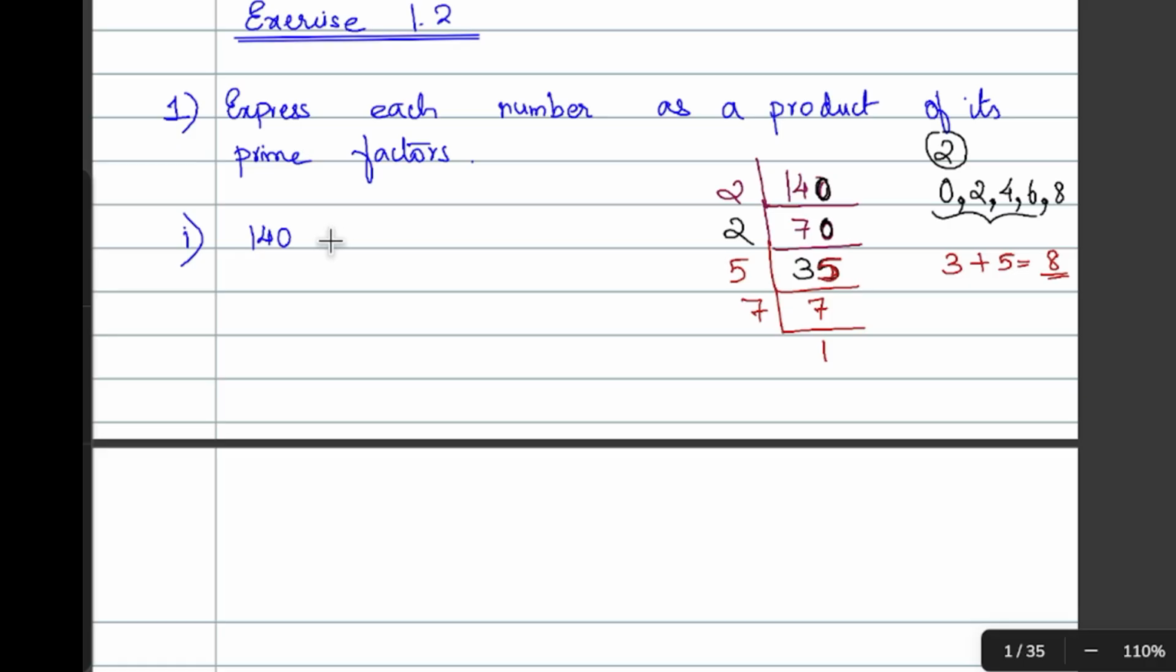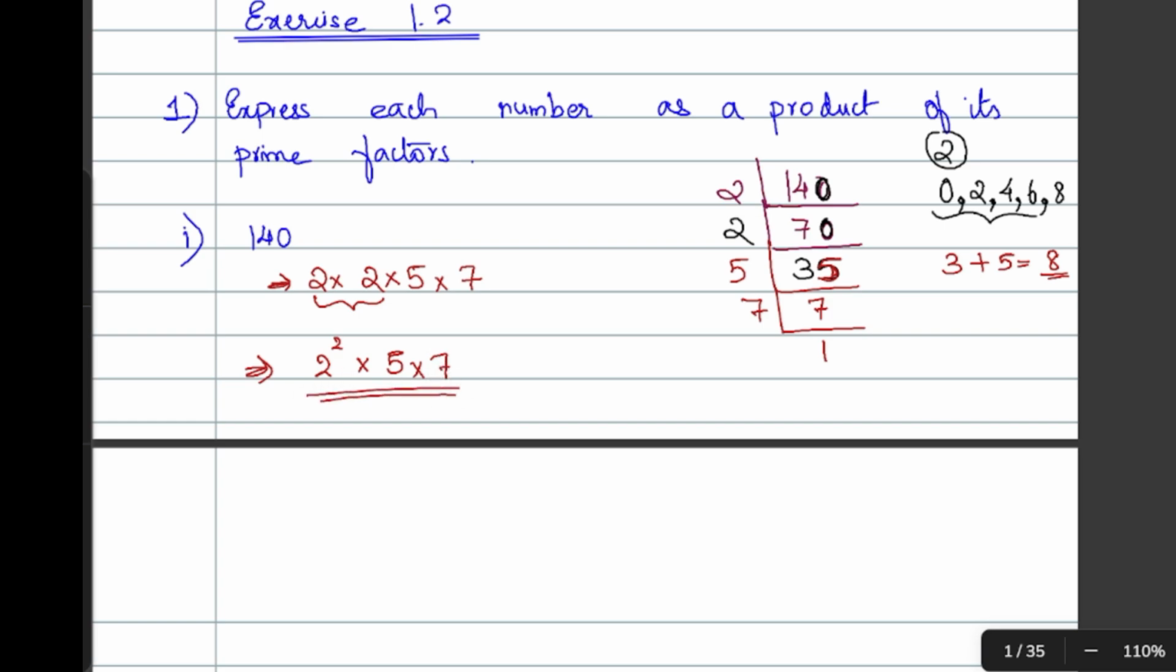So what are the factors? I can write 140 as 2 into 2 into 5 into 7, correct? How many 2s are repeating here? That is 2 raised to 2 into 5 into 7. This is its answer.